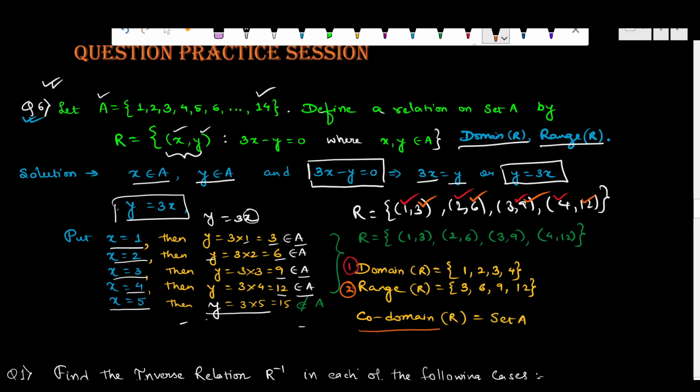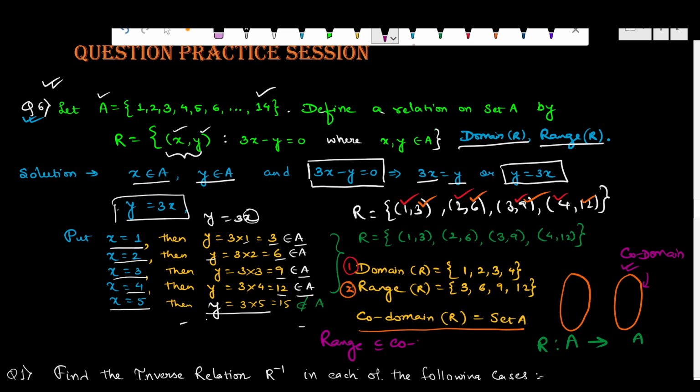And the codomain is set A itself. Suppose this is my set A. Now R is a relation from set A to itself. So your codomain is the second set, right? This is your codomain. As you can see here that range is a subset of codomain. I hope this question is clear to all of you.